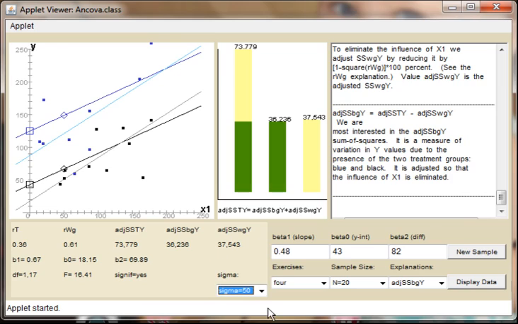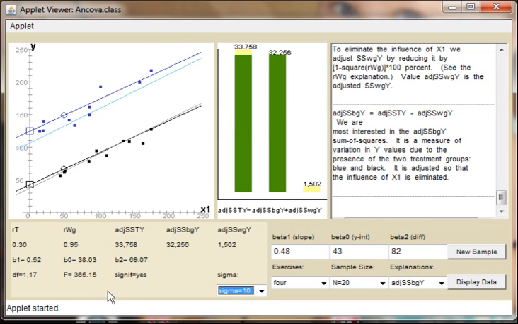Also notice that when sigma is smaller, the model becomes more significant. Okay, here when sigma is 50, we have this F statistic of 16.4. Let's change sigma to 10, and we see how the F statistic increased to 365, and you can see that the influence of x2, the factor variable, is greater because there's a greater distinction between the blue points and the black points when sigma is smaller.